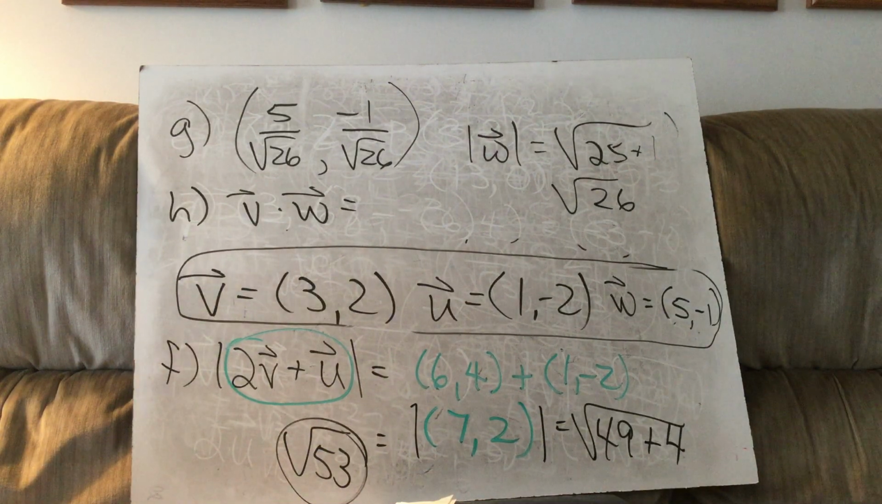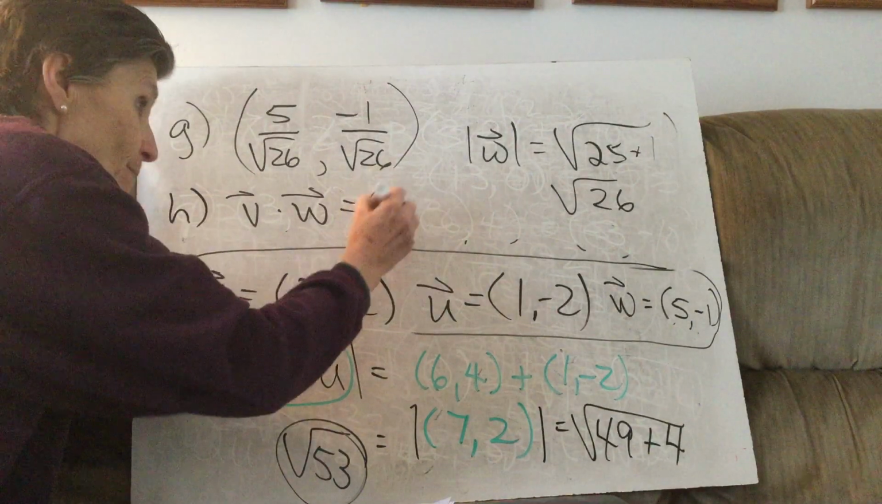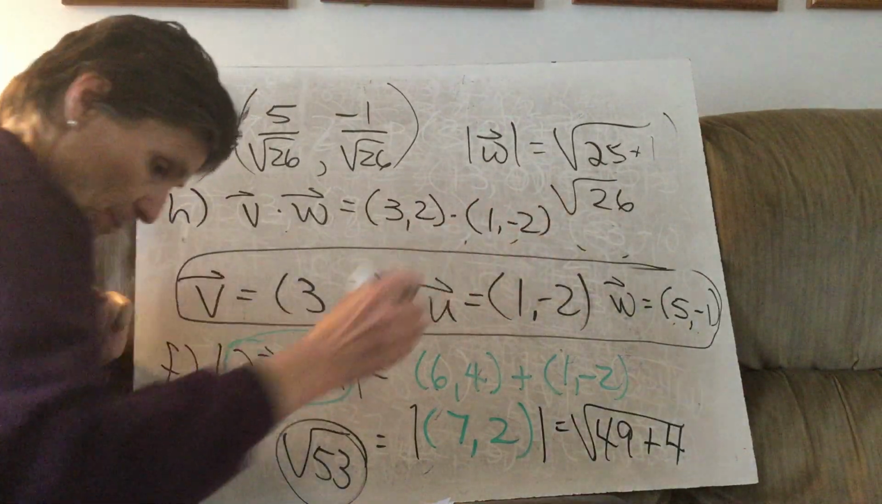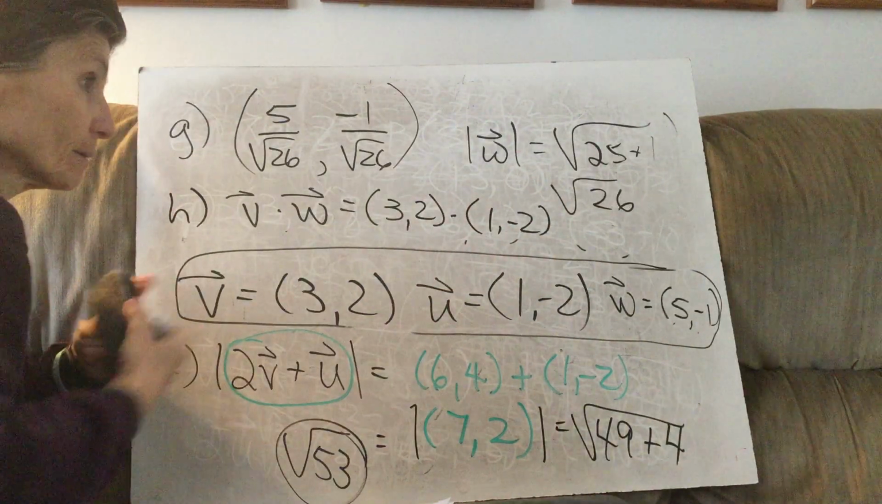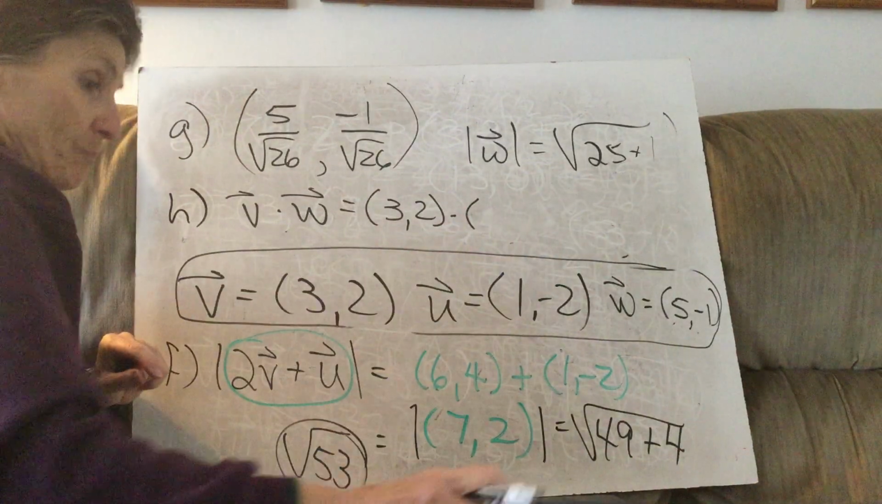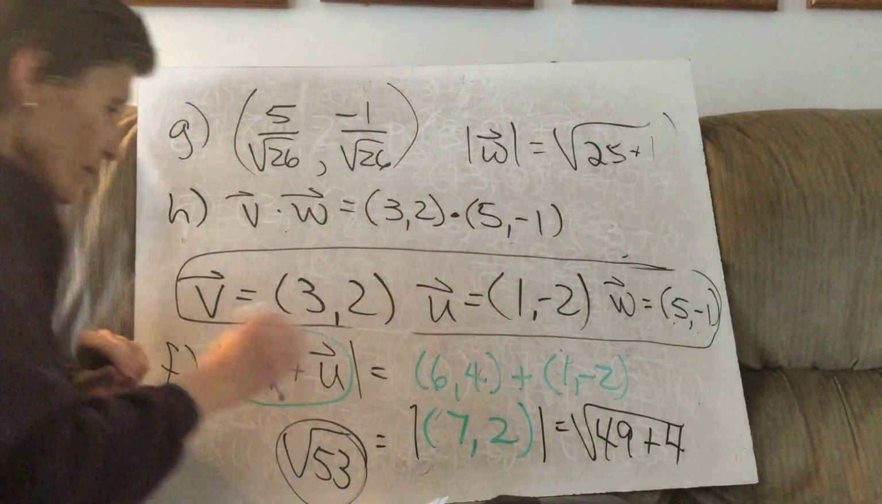H is a dot product. V dot W. Oh, not V dot U, V dot W. Got to keep track of that. Okay, so there we go. I think I got it right.